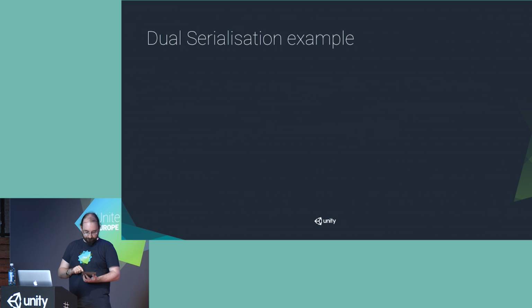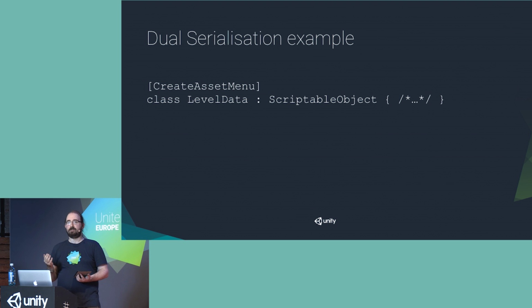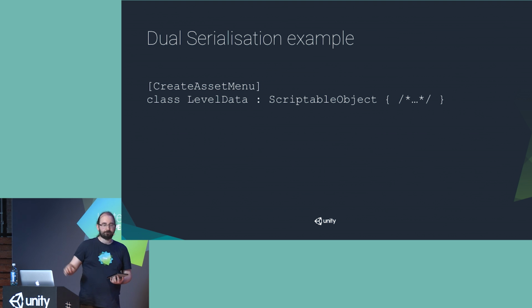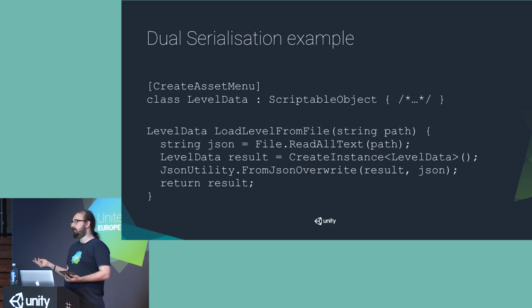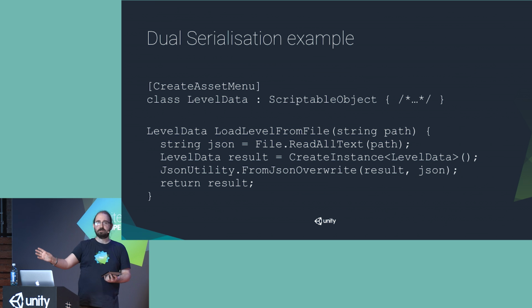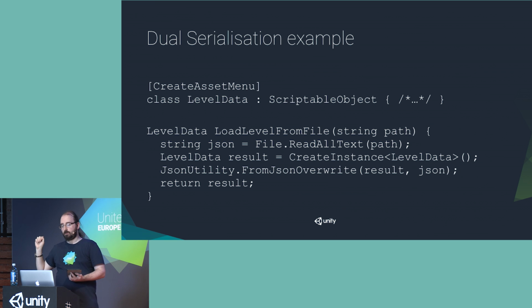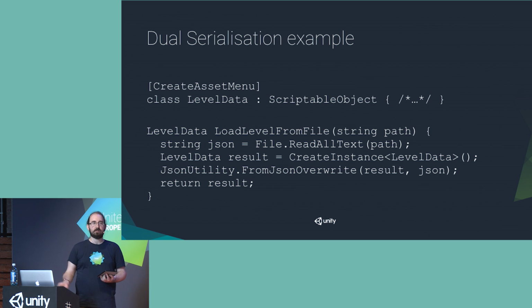So an example for this: given a level data Scriptable object that contains whatever values, and I create an asset menu attribute on it so that my designers can just go to the menu, new level, and then start setting values into it. I can then have something like load level from file, which given the path to some file, reads in the full text, makes a level data object, and deserializes the text as JSON into the object, overwriting all the fields, and then returning it. So I just hand over a file path, I get back an entire Unity Engine object.